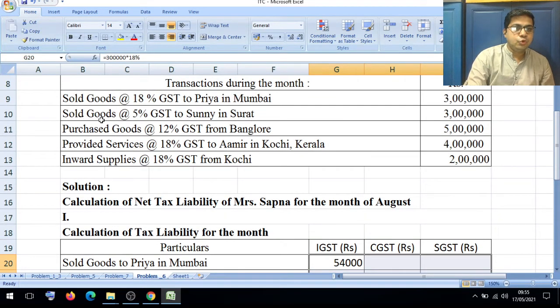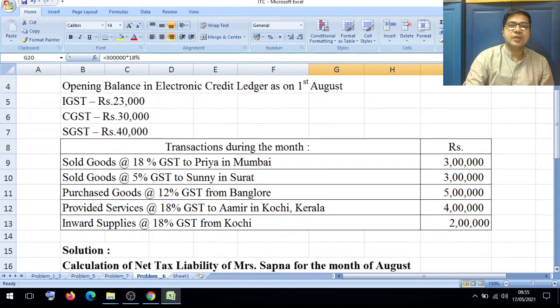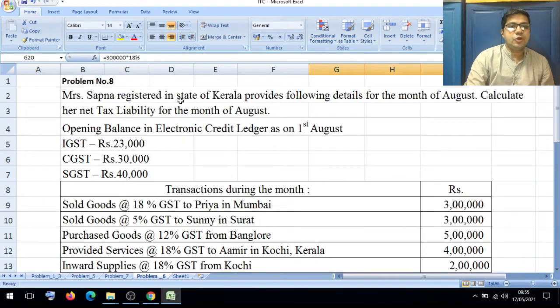Next, goods sold at the rate 5% GST to Sunny in Surat, 3 lakhs. Again the same: Sapna belongs to Kerala, and from Kerala to Surat she sold the goods to Sunny. Kerala is a state, Surat is a city in the state of Gujarat. It means Sapna sold her goods from Kerala to Gujarat.